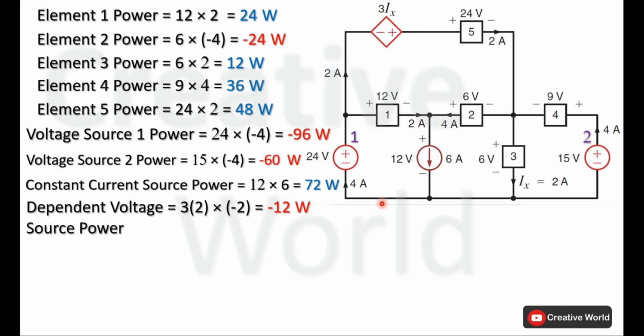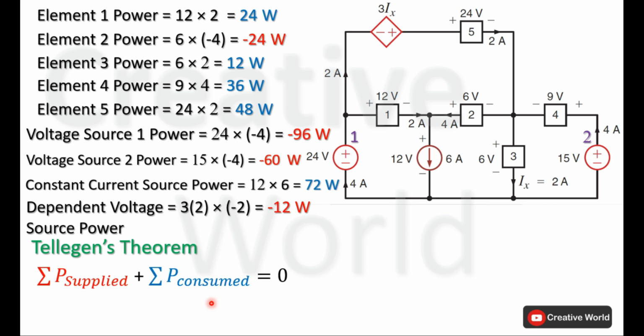Now at this stage we have calculated and identified all supplied and absorbed powers in this network. We can use Tellegen's theorem and justify its implementation on this circuit. We know the basic formula of Tellegen's theorem is that if we add power supplied and power consumed of a network, their result will be 0. Place all the supplied powers and absorbed powers of this network in this equation.